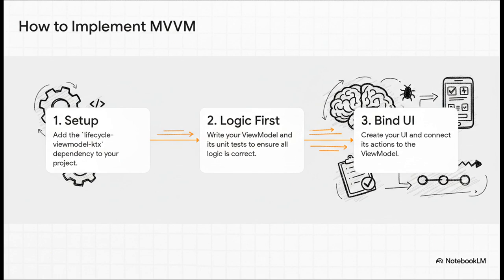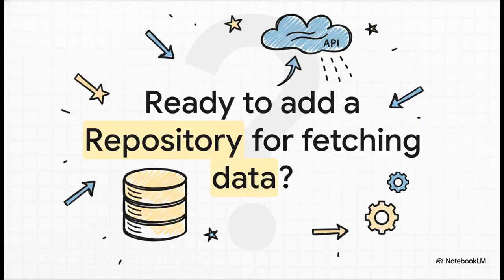So, you want to try this out? Getting started is actually pretty simple. First, you just add the one dependency to your project. Second, and this is my pro tip, write your view model and its logic first, even before you think about UI. And finally, you build your UI and just connect or bind it to the view model you already created. And there you have it, the fundamentals of MVVM.